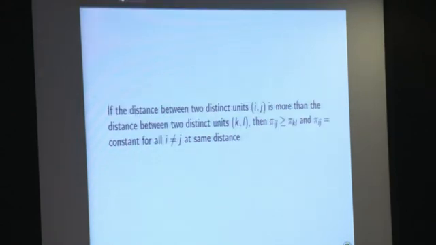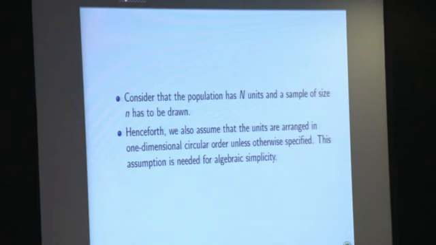So, for example, to illustrate it, suppose you have distinct units i and j, and their distance is, suppose, something, and there is another pair, say k and l. Suppose the distance between i and j is more than that of the pair of units k and l, then pi ij, the second order inclusion probability of units i and j, will be more than or equal to the second order inclusion probability for k and l. And the pi ij will be constant for all i and j which are at the same distance. That is the main property of these sampling plans.